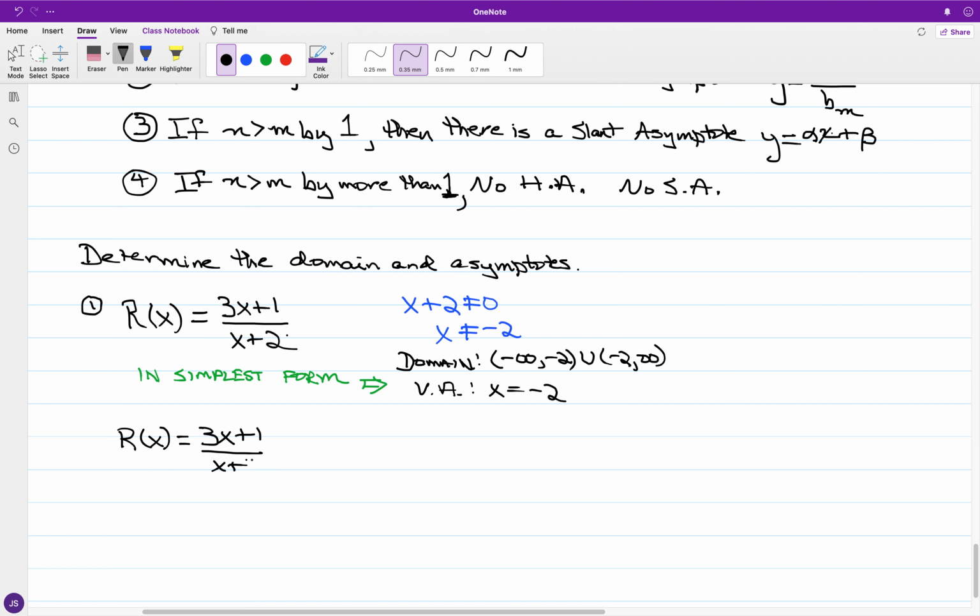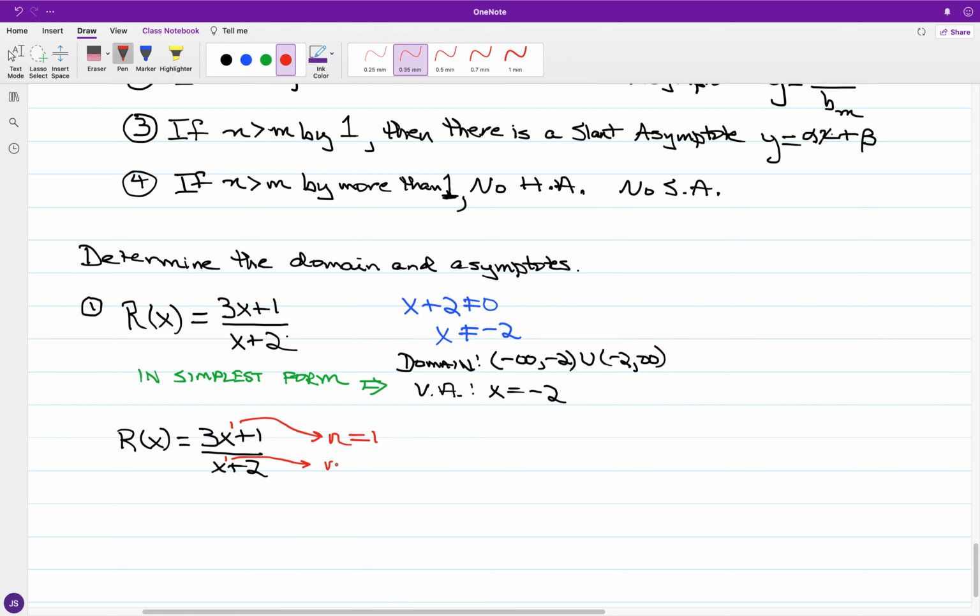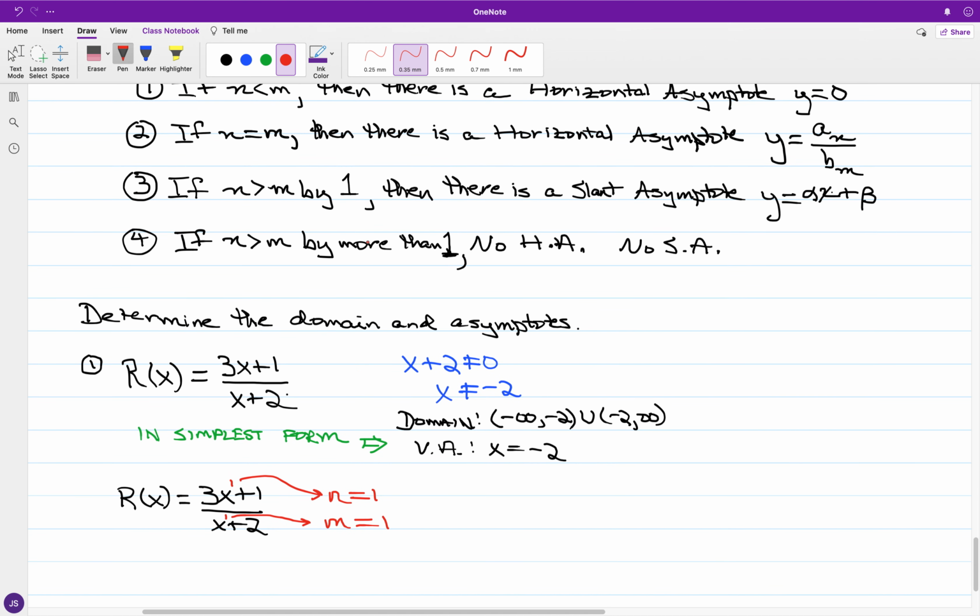So now we're stressing the degree of what is in the numerator and denominator. You can read this as 3 times x to the first plus 1, all over x to the first plus 2. And if you notice, x is our first order, so we can say that n is equal to 1. And guess what? In the denominator, the higher degree term is x, and that is of first degree. So m is also equal to 1. So out of our scenarios here, we have that n is equal to m.